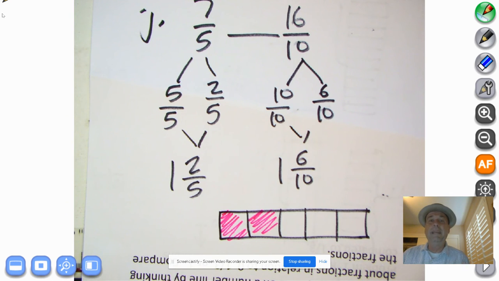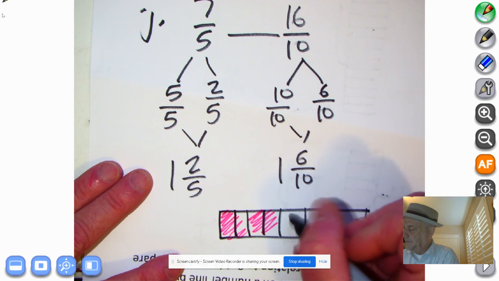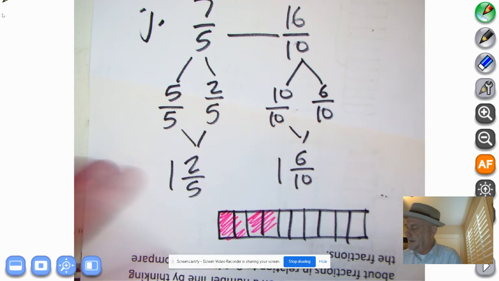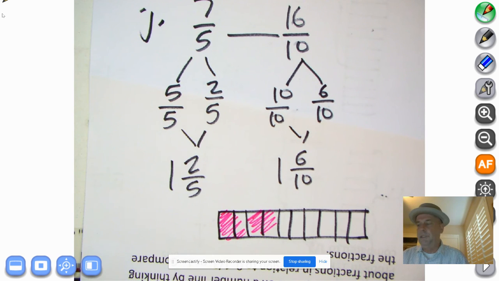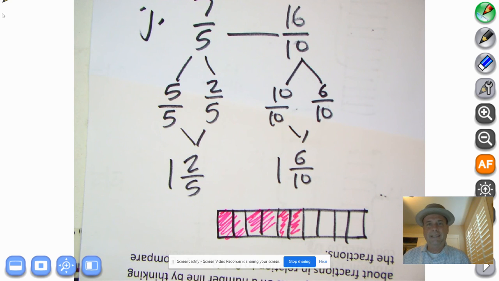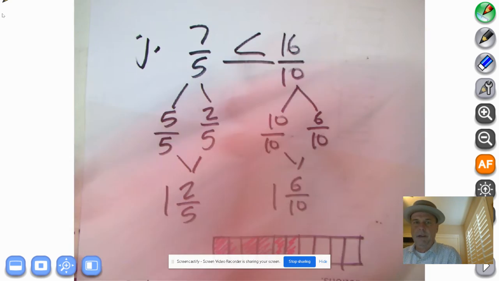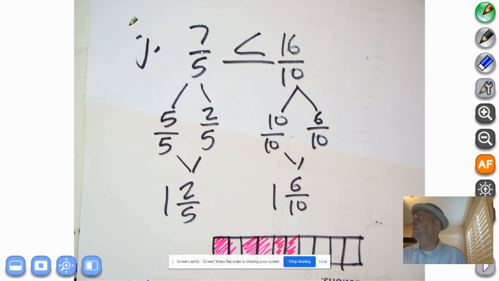Now, let's make them tenths. 1, 2, 3, 4, 5, 6, 7, 8, 9, 10. How many tenths do we have? We have 6. 1, 2, 3, 4, 5, and 6. And so we can see that 6 tenths is larger than 2 fifths. Thank you very much. And the alligator gets to eat 16 tenths.